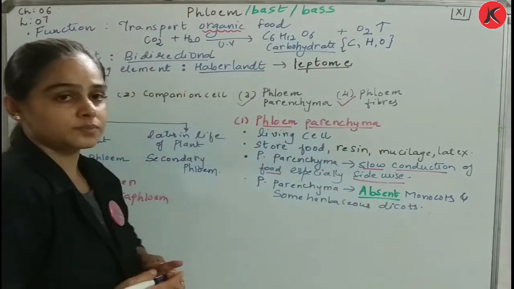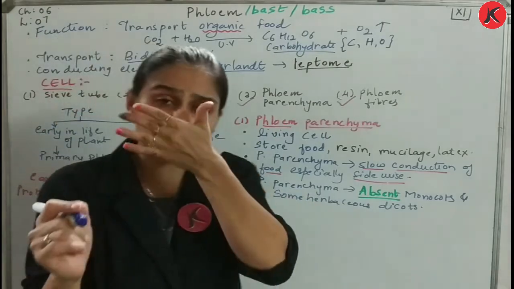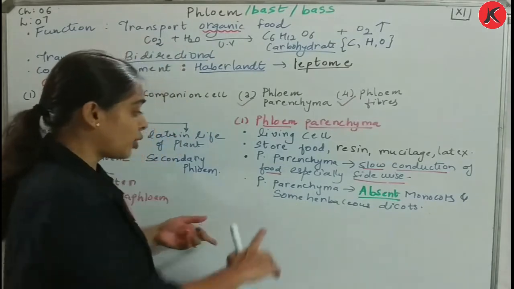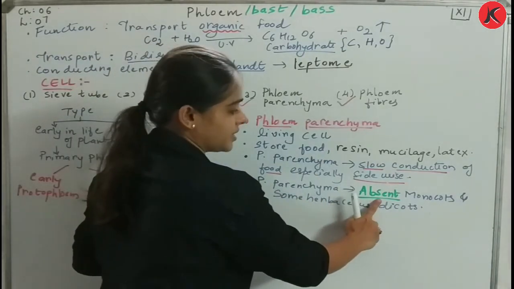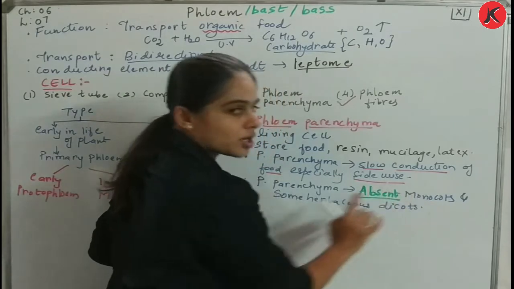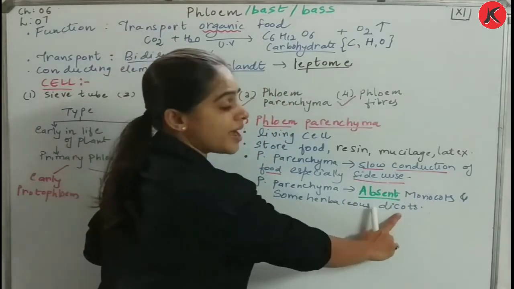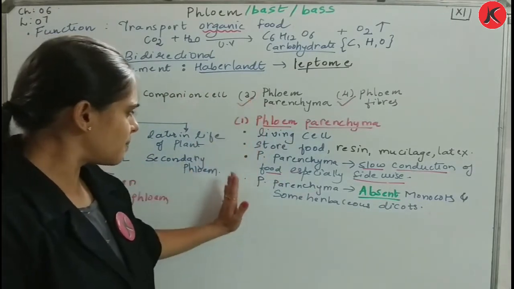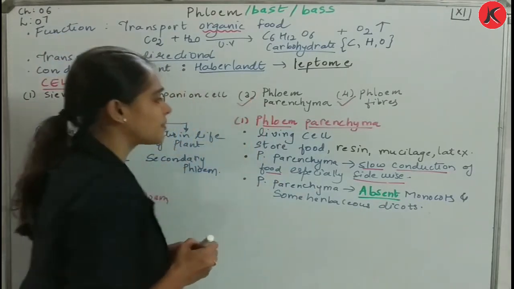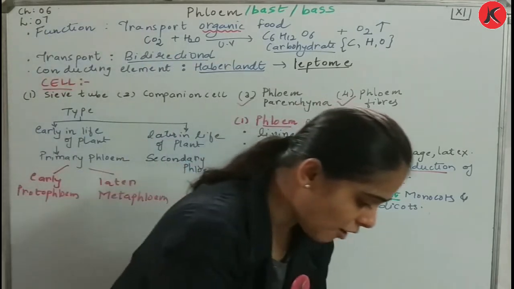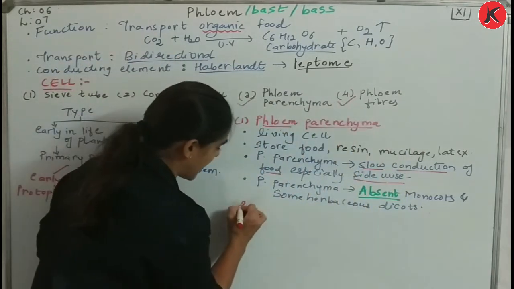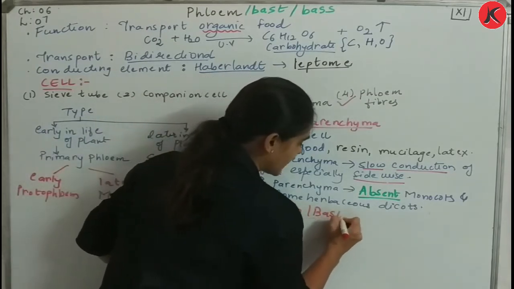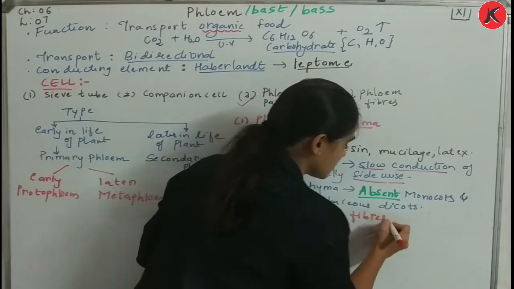Am I clear? So this point is very much important. This is the base for your MCQ. Am I clear? So मैंने ये बोला, this phloem parenchyma is absent in monocotyledonous plants and some herbaceous dicotyledonous plants. Am I clear? So dear students, ये बहुत छोटा सा है, right? आपका phloem parenchyma. Now we are going to understand your second one, that is your phloem fibers, or it is called as your bast fibers.